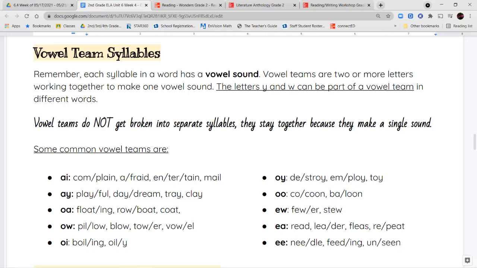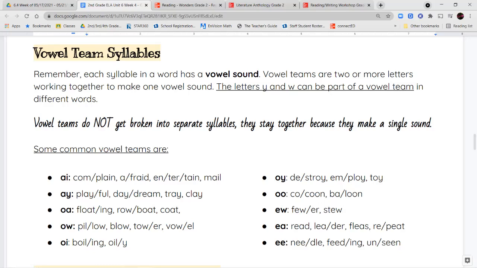But one important thing that you need to remember is that when we're talking about vowel teams, since they make a one vowel sound, they don't get split apart into separate syllables. They stay together the whole time. So when you're dividing a word into syllables, that vowel team stays together in the same syllable.